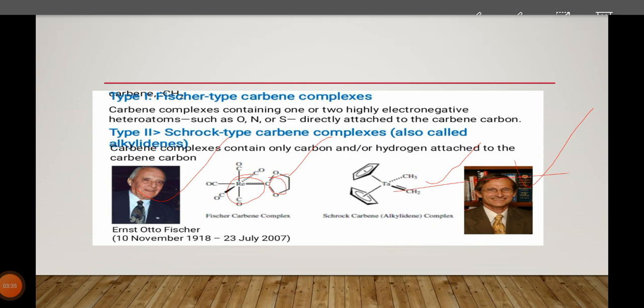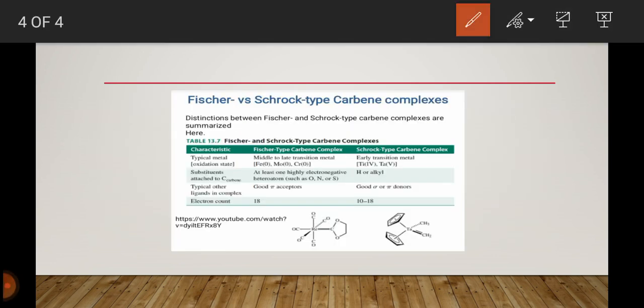Next we discuss the distinguishing characteristics between the two. These are the Fischer type and Schrock type carbene complex characteristics. First, Fischer type complexes involve middle to late transition metals, and Schrock type complexes involve early transition metals. In Fischer type complexes the oxidation state is 0, and in Schrock type complexes the oxidation state is 5 or 4. Fischer type complexes have at least a heteroatom, and Schrock type have alkyl and hydrogen substituents.